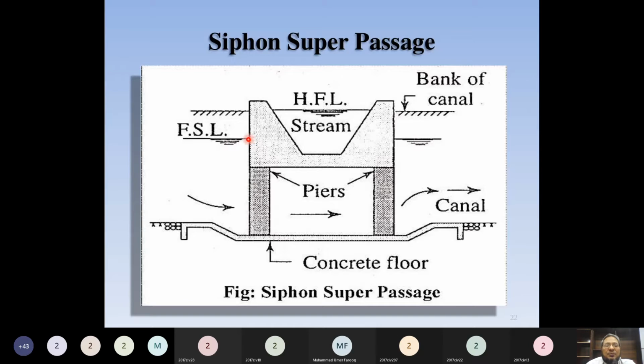So what do you think? This full supply level here and here, would it be exactly the same before and after this siphon superpassage? Yes, sir. हाँ जी, सेम होगा सर. सेम होगा या स्लाइटली नीचे होगा यहाँ पर ऑन डाउन स्ट्रीम साइड? Slightly.